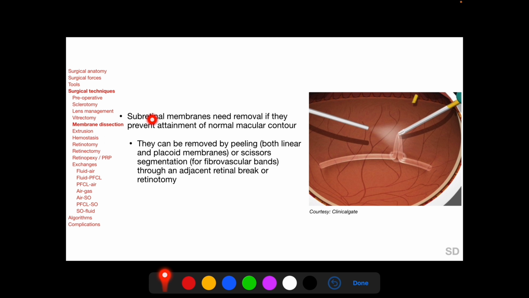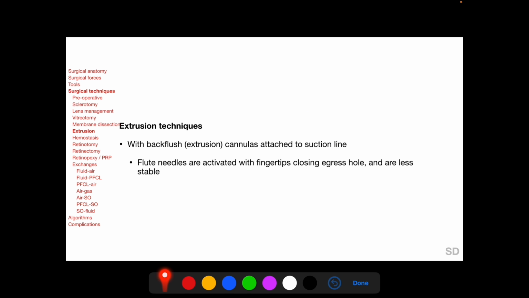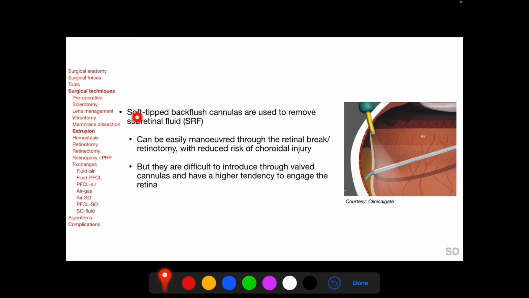Subretinal membranes need removal if they prevent attainment of normal macular contour. They can be removed by peeling, as shown here in this figure, or by scissor segmentation through an adjacent retinal break or a retinotomy. Extrusion or removal of intraocular contents can be performed with backflush or extrusion cannulas attached to a second suction line. Alternatively, fluke needles can be used, but they need to be activated with fingertips and are thus less stable. The soft tip of these cannulas can be easily maneuvered through the retinal break or retinotomy with reduced risk of choroidal injury.